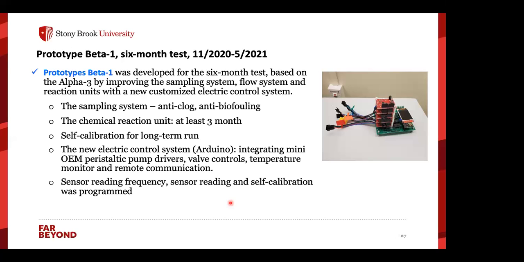Brian Feldman designed the electronic control system. This figure shows the new control system. It integrates and combines all the pump drivers, the controller for valves, and the temperature sensor in a single control board. The sensor reading frequency can be set from the lab. We can set up hourly reading, daily reading, or reading every 6 hours, something like that. The self-calibration can run automatically after a certain number of measurements.